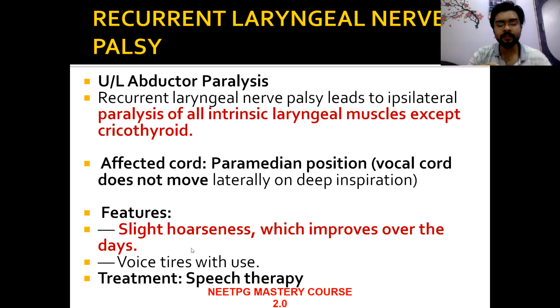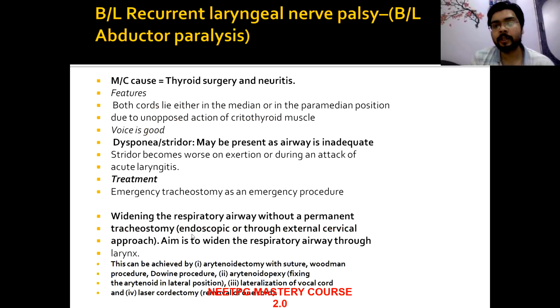So that means if this is not moving, compensatory moving of the opposite side vocal cord will compensate for the loss of the movement of the other side of vocal cord. So only speech therapy will help with unilateral recurrent laryngeal nerve palsy. But most dreaded is bilateral recurrent laryngeal nerve palsy.